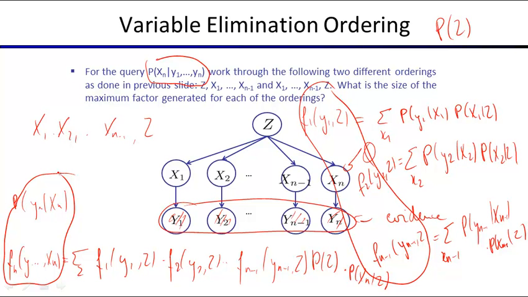And in this entire process, all the factors we generated had just one variable in them. That's as cheap as it's going to get, right? You can't generate a factor with less than one variable, really. So that's it for this particular ordering. How about a really bad ordering?